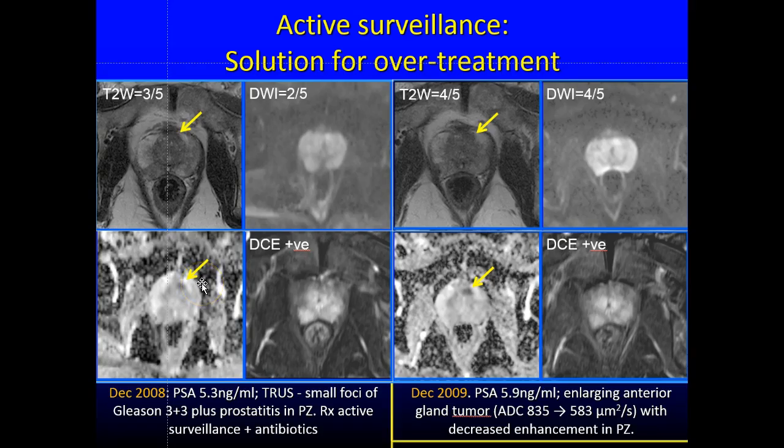And here we are a year later, and what we notice is the PSA has gone up, the lesion is a little larger. The diffusion sequence shows a lowering apparent diffusion coefficient. So this is a lesion that's progressing. This is a lesion that we need to do something about. The question is, what can we actually do for this patient? And how are we going to biopsy?